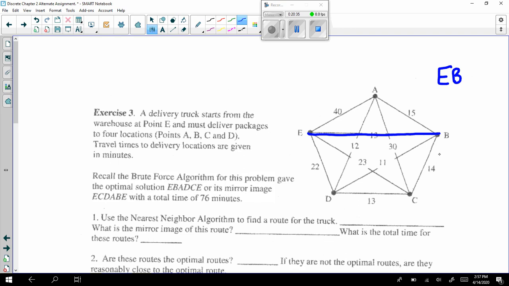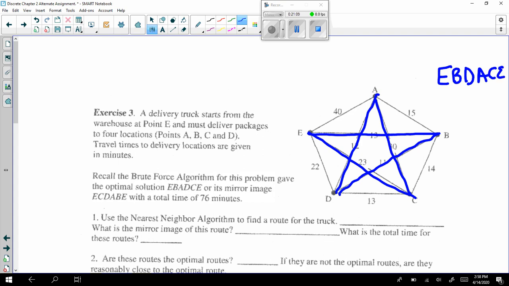All right. Then from here we have 14, 11, 15. So we're going to go this 11. So we went from E to B to D. And then we can either go here, which we don't want to do, and 13 and 12. So we're going to go to A. E, B, D, A. And then we have to go to C. And then we go to E. Okay?